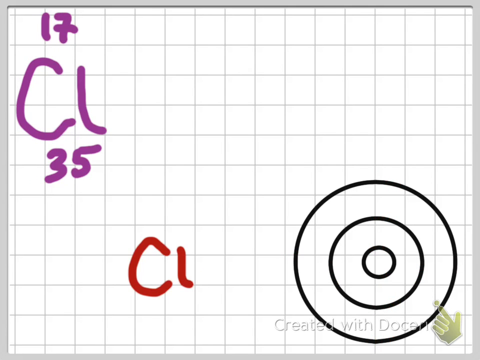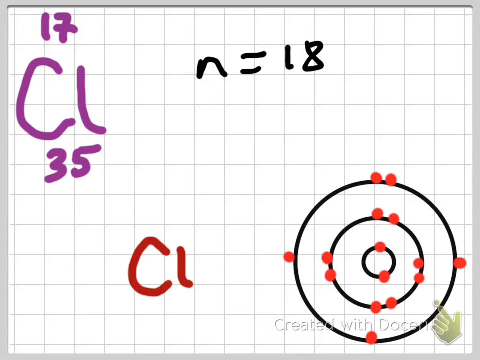Chlorine. Chlorine has 18 neutrons. And we're going to go ahead and place the valence electrons, 17 of them. The electrons on here. 1, 2, 3, 4, 5, 6, 7, 8, 9, 10, 11, 12, 13, 14, 15, 16, 17. And we are only 1 short of completing the shell.